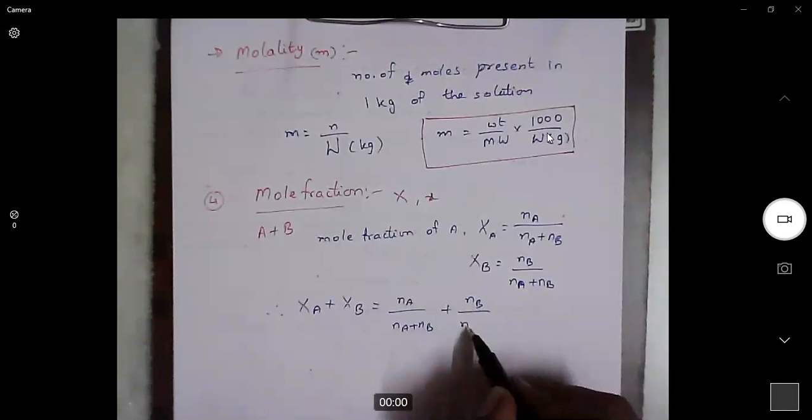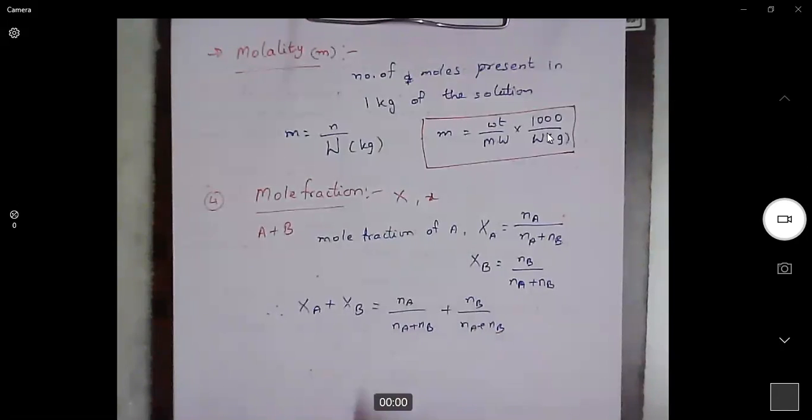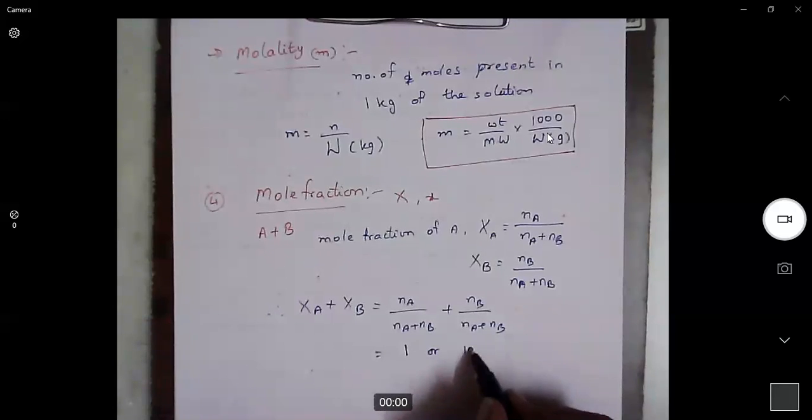Good. Because the denominators are same, we can go for LCM. We will get XA plus XB is equal to 1. So we can infer that total mole fraction in a solution is 1 or it is 100%. Numbers it is 1, percentage it is 100.